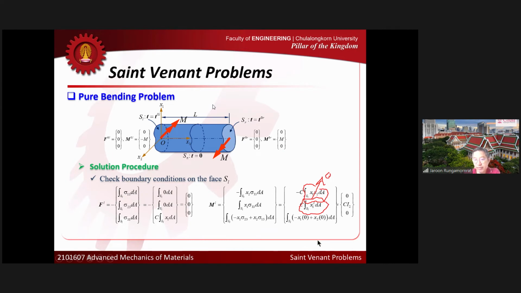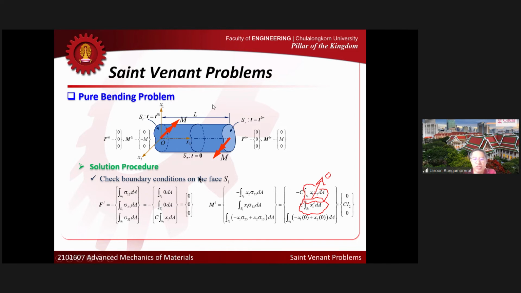Okay, so now I got the result like that. You can see that the guessed stress field generates a net moment of that particular form. The first and the third components are 0 automatically. But the second component can be non-zero, depending on the value of C, right? If C is 0, you get 0. But if C is not 0, you get a constant like that, right? So you get the product between C and I2.